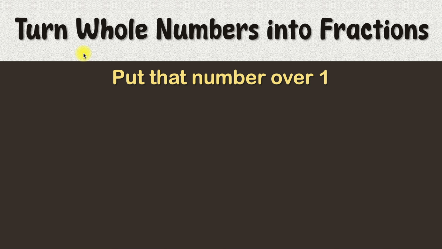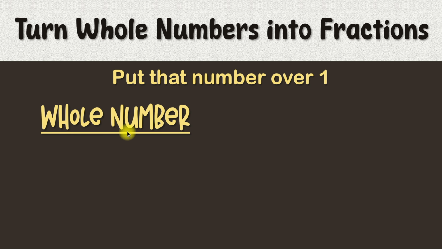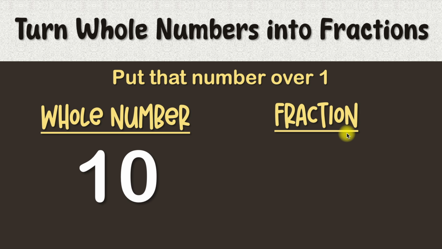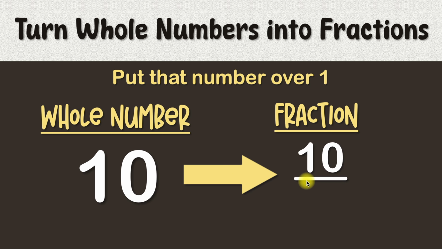In order to multiply whole numbers with fractions, we need to make sure we follow this important step, which is to turn whole numbers into fractions. The only way to do that is to put that number over 1. So let's say we have the whole number 10. And we want to turn this number into a fraction. To make that happen, we're going to have to take that 10 and put it over 1.